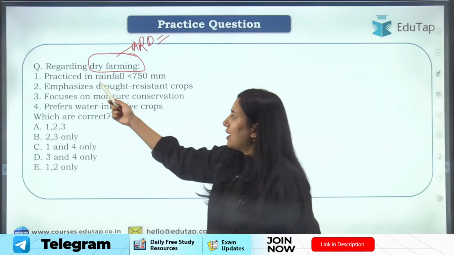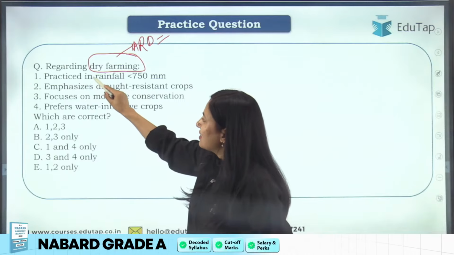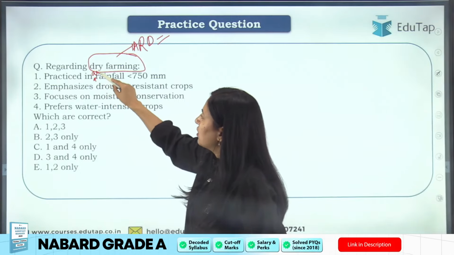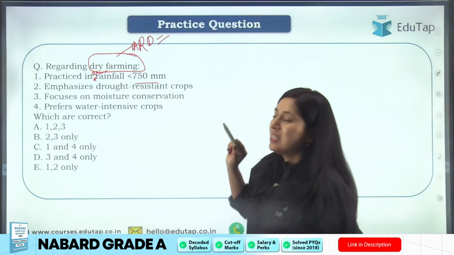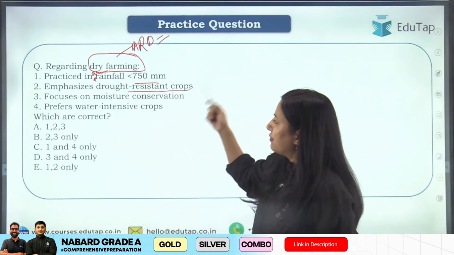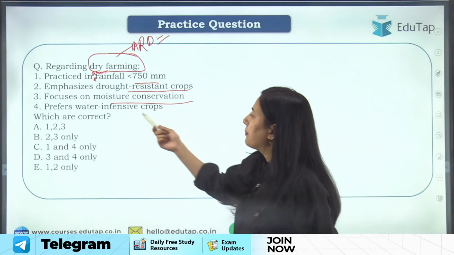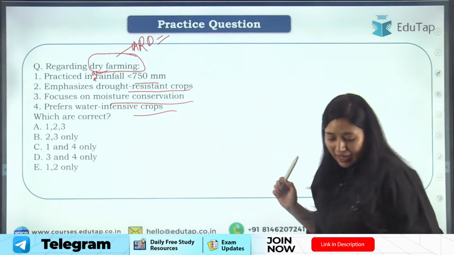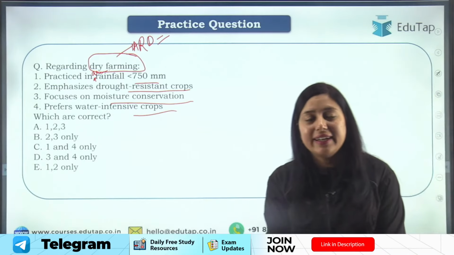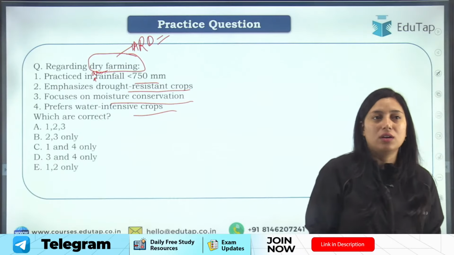Now options here are: practice in areas or regions receiving rainfall less than 750 mm; emphasizes drought resistant crop; focuses on moisture conservation; prefers water intensive crop. I want everybody to please read and give me answer carefully after reading all the options.